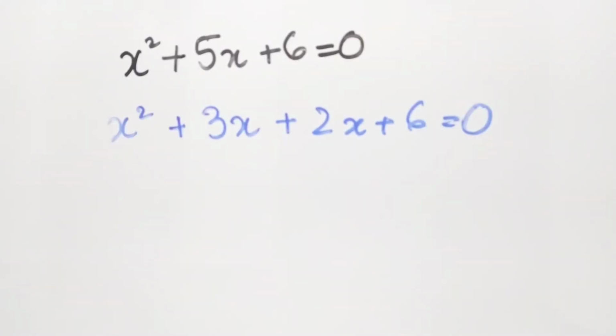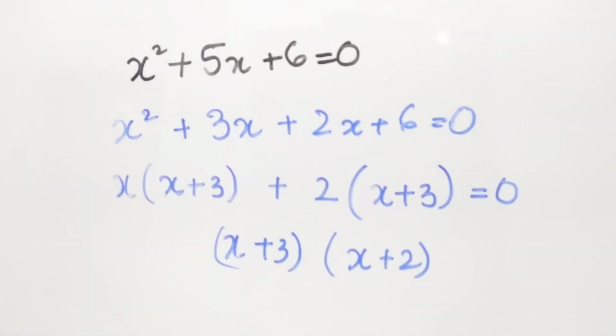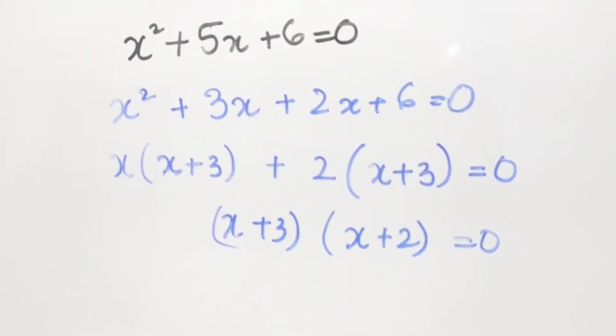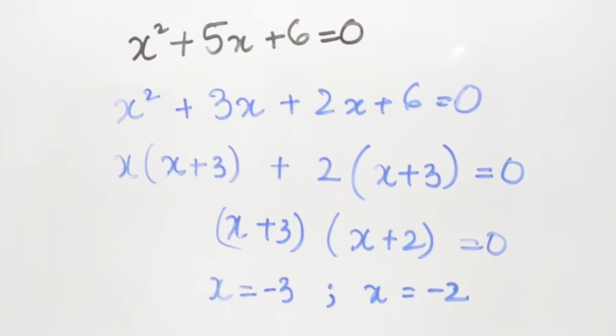Now we can write this as x² + 3x + 2x + 6 = 0. If you simplify, you will get (x + 3)(x + 2). When will this expression be 0? When either x equals minus 3 or x equals minus 2. So the two zeros of the polynomial are x equals minus 3 and x equals minus 2. Minus 3 and minus 2.